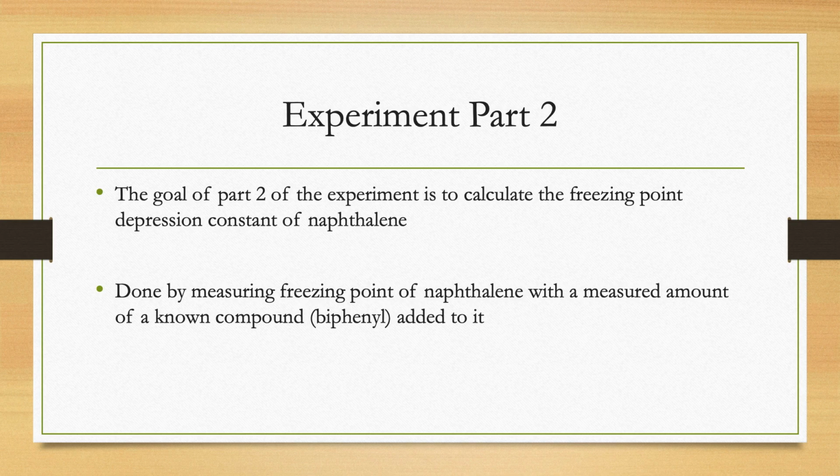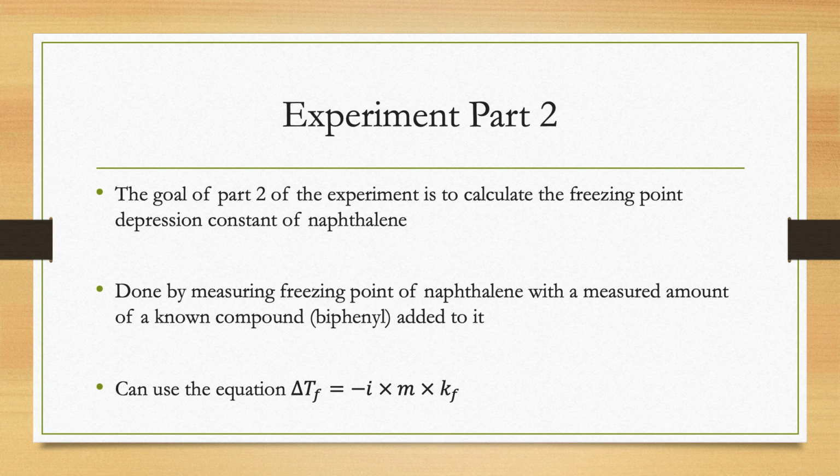And we'll have a mass of the biphenyl that we added as well as a mass of naphthalene, so that we can calculate our molality and eventually use our equation for freezing point depression to calculate the freezing point depression constant for naphthalene itself. And that is going to be something that we use in the third experiment for the calculation.